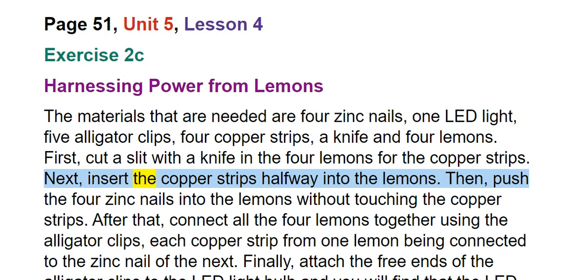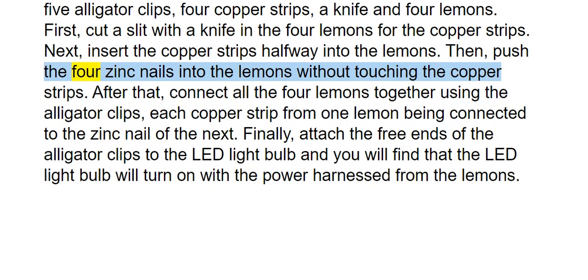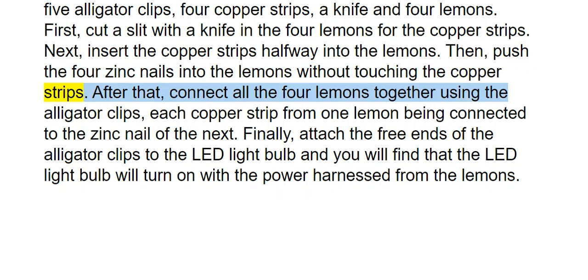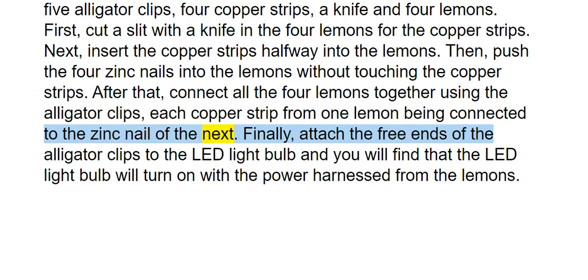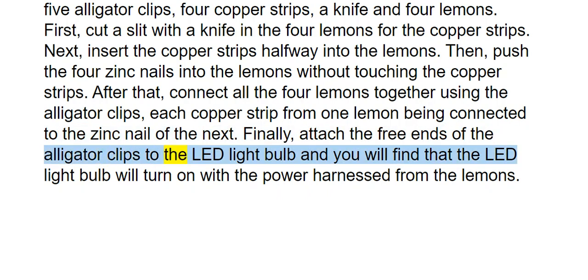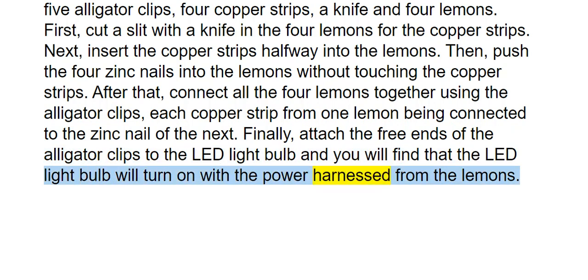Next, insert the copper strips halfway into the lemons. Then, push the 4 zinc nails into the lemons without touching the copper strips. After that, connect all the 4 lemons together using the alligator clips, each copper strip from one lemon being connected to the zinc nail of the next. Finally, attach the free ends of the alligator clips to the LED light bulb and you will find that the LED light bulb will turn on with the power harnessed from the lemons.